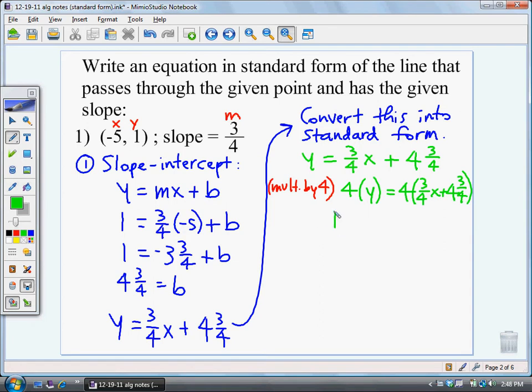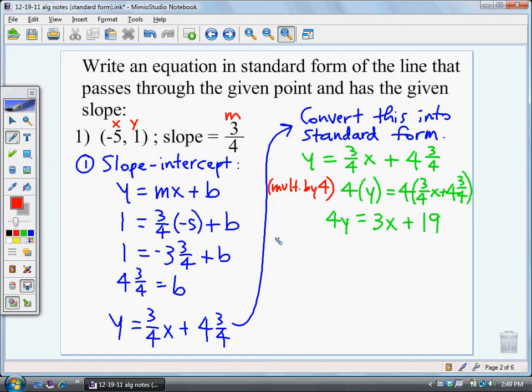And so this would be 4y. Over on the other side, the right side becomes 3x plus 19. Okay, so by multiplying by 4, which was the denominator of both fractions, I now have an equation that has no fractions. Everything's an integer.